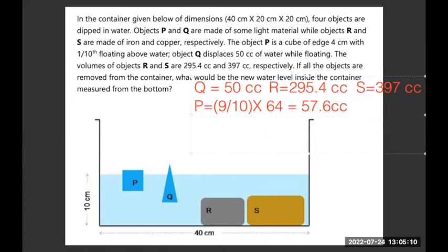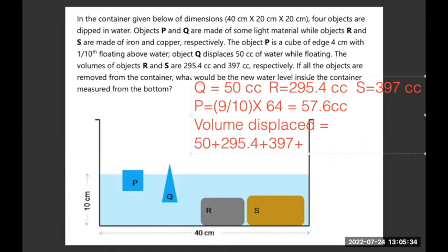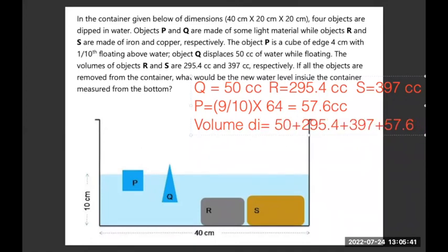So the total volume which is displaced will be how much? Volume displaced will be 50 plus 295.4 plus 397 plus 57.6. How much is it? 50 plus 295.4 plus 397 plus 57.6. 800 cc.